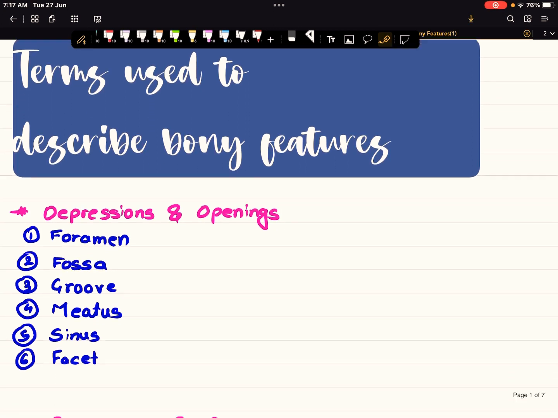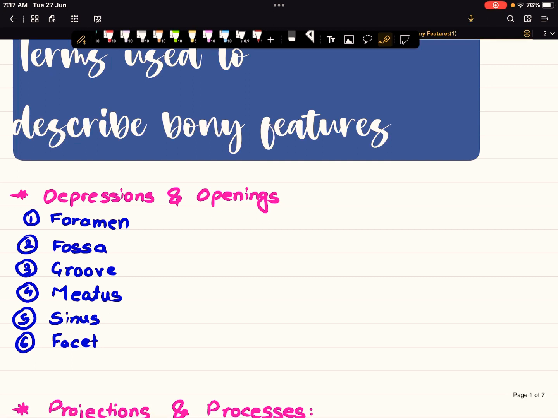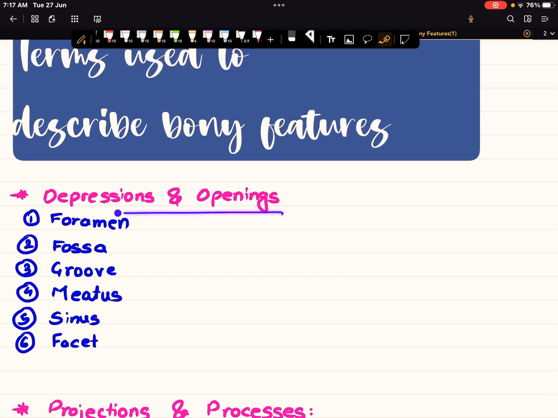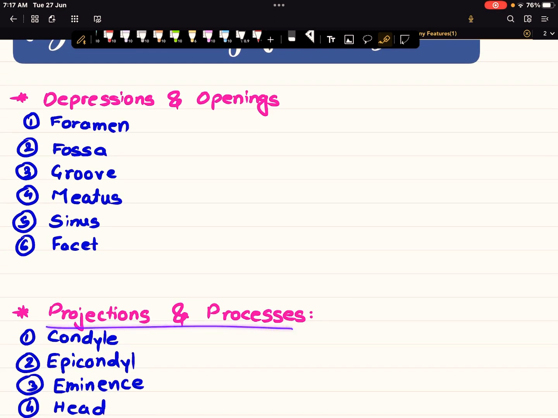So when it comes to the different terms used to describe the bony features, they are mainly categorized into two types. First is depressions and openings, and second one is projections and processes. So what is a depression? Depression is nothing but an inward bony indentation. Like we have this inward indentation.